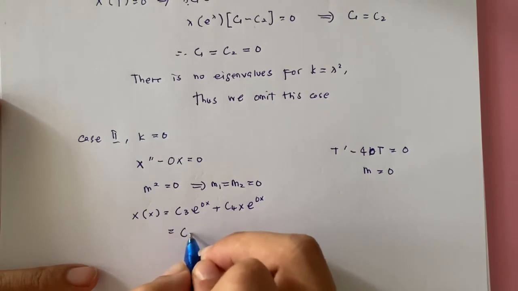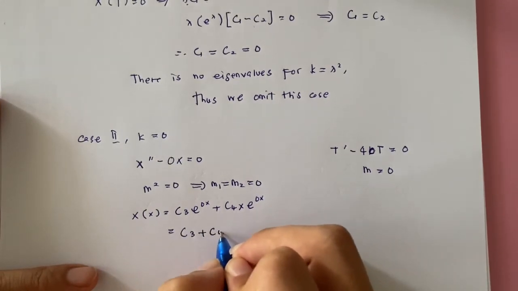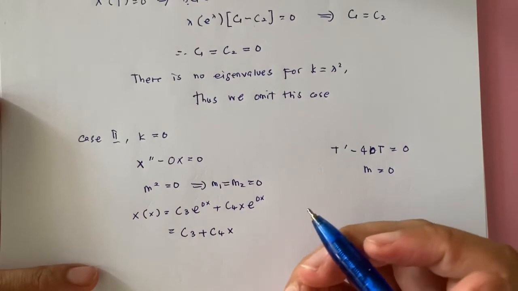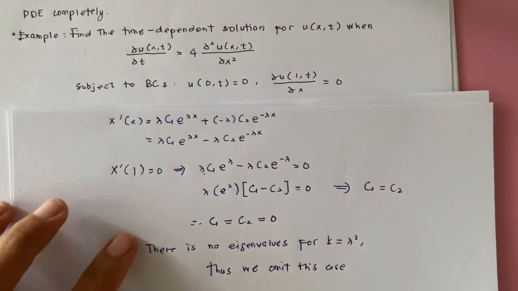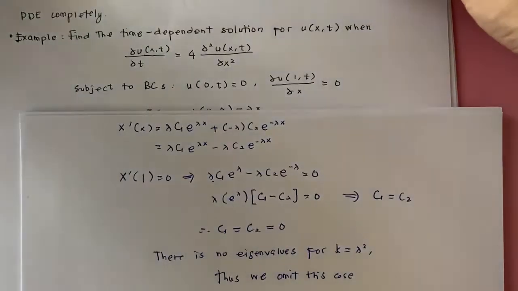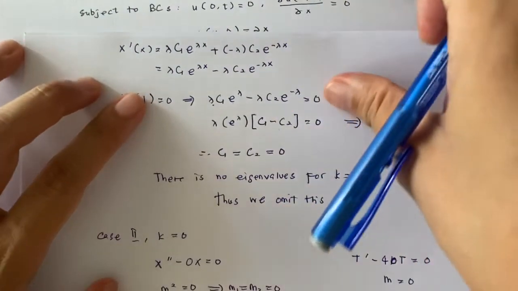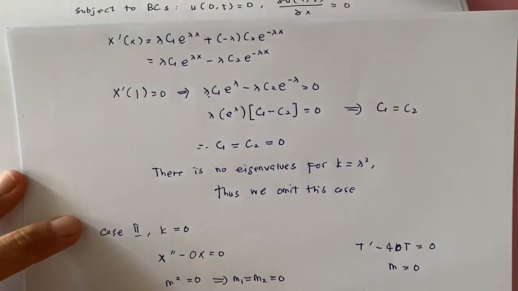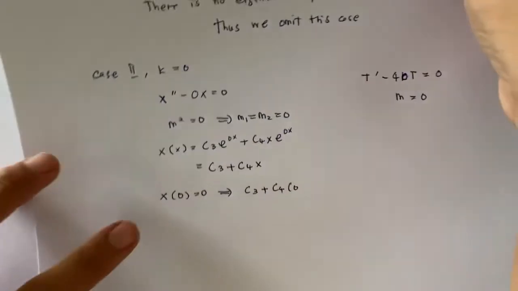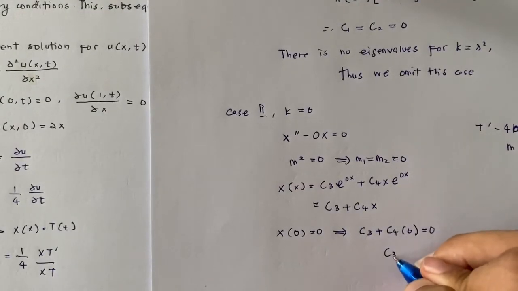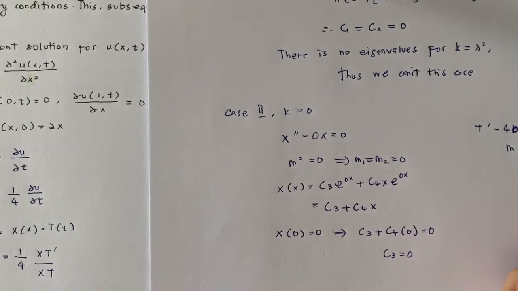So x is c3 plus c4x for x. Again, substitute the boundary condition for x first. Okay, the boundary condition. So you need to find x prime. Substitute. When x equal to 0, x is equal to 0. So x(0) is equal to 0. Then you have c3 plus c4 multiplied by 0 is equal to 0. So you have c3 equal to 0 for the first boundary condition.